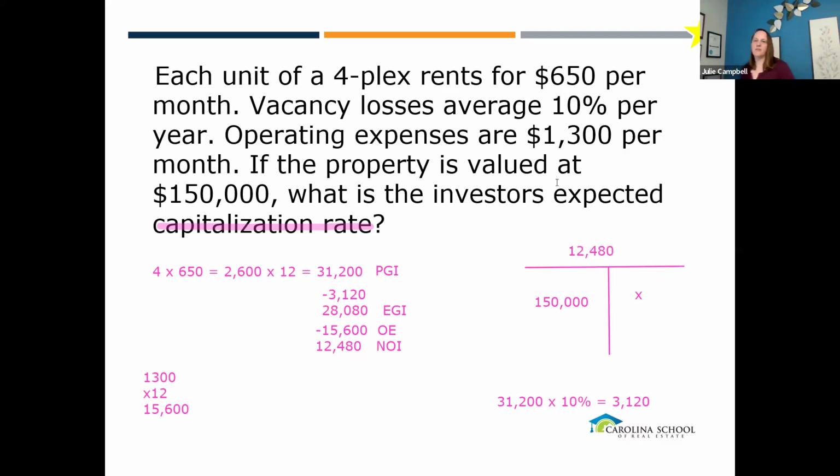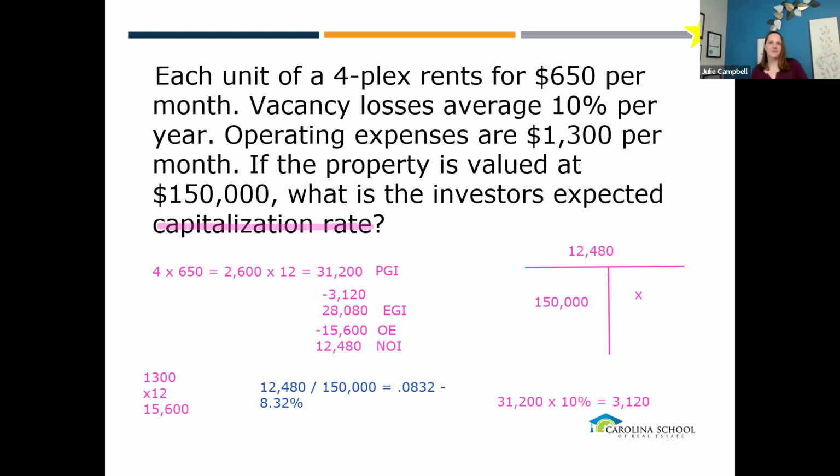That's the last piece that I need for my T-bar. So we started with our PGI minus our vacancy to get our EGI. From that, I deducted my annual operating expenses to get my net operating income. And now that my T-bar is complete, the fraction line means divide. So you take your net operating income divided by our value to give us a cap rate of 0.0832, or a percent of 8.32%.